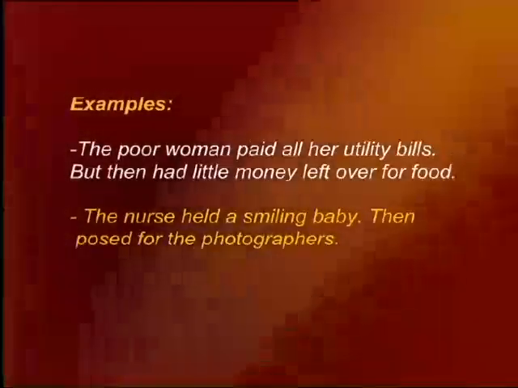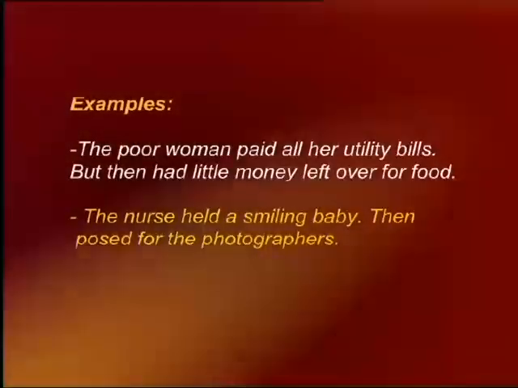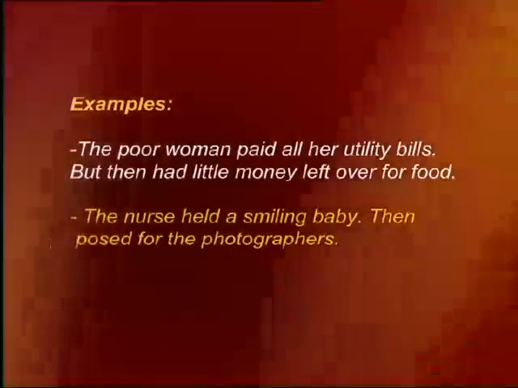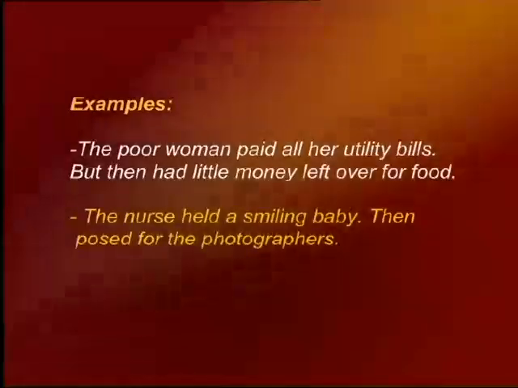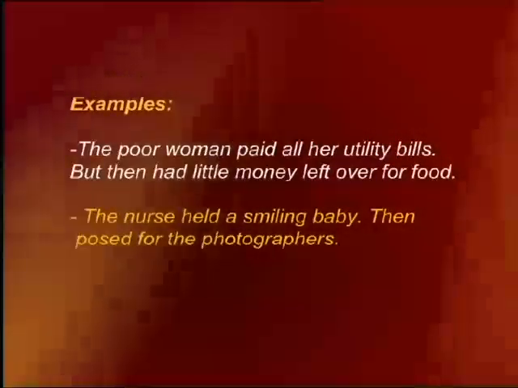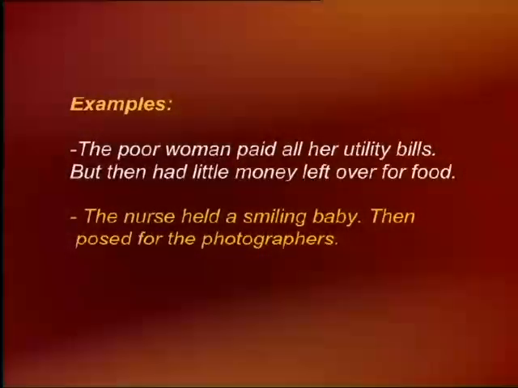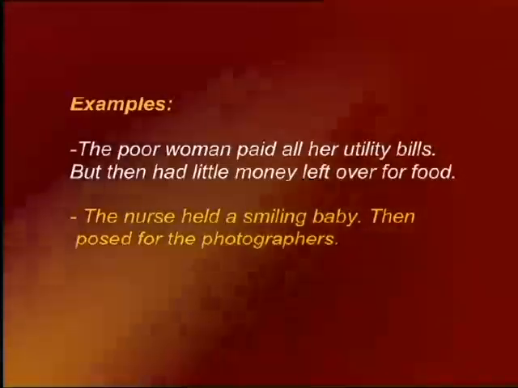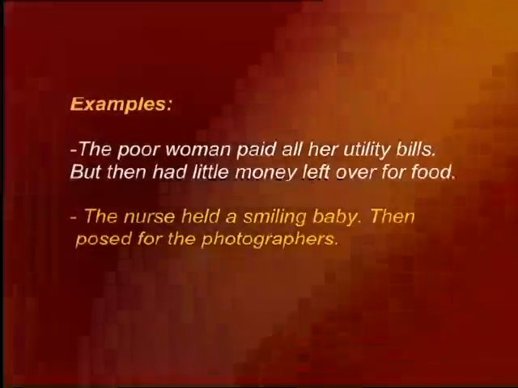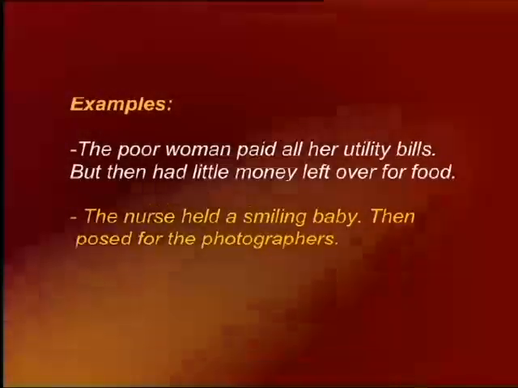That is what we are doing all the time. Full stop. But then had little money left over for food. Now, the second half, but then had little money left over for food. There is something wrong over there. Look at the next example. The nurse held a smiling baby. Full stop. Then posed for the photographers.